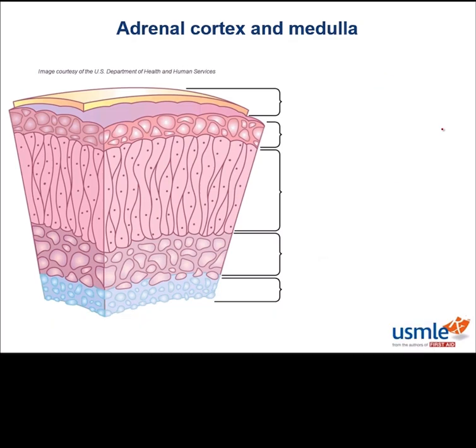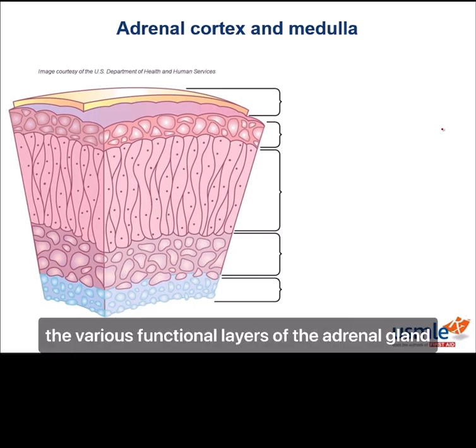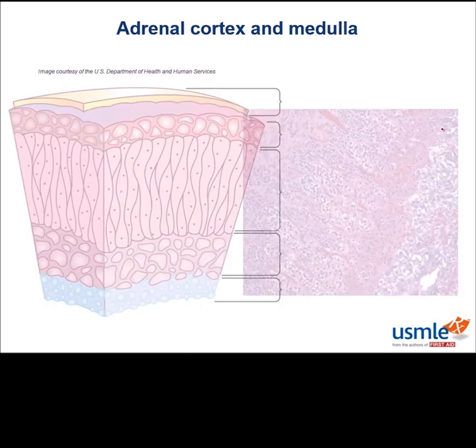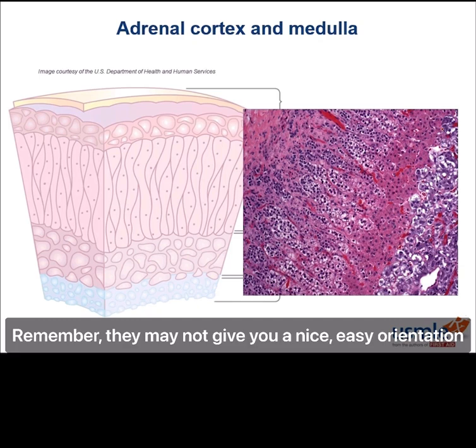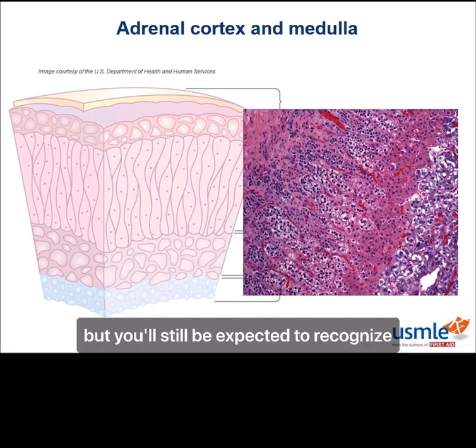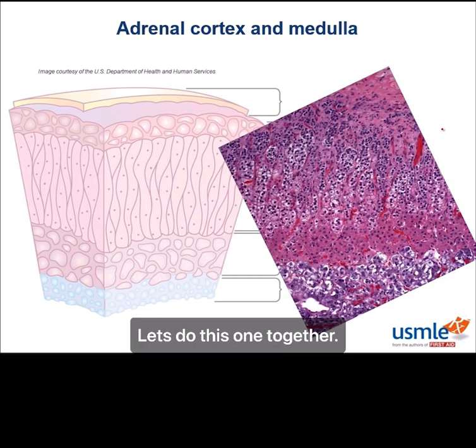You should be able to identify the various functional layers of the adrenal gland from a histologic specimen as well. If you can, try to orient yourself and figure this one out on your own. Remember, they may not give you a nice easy orientation, but you'll still be expected to recognize the cell types for the exam. Alright, time's up. Let's do this one together.